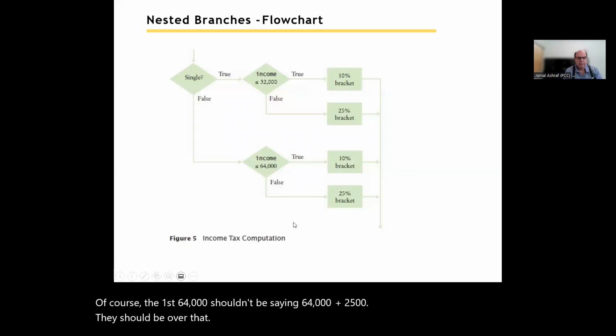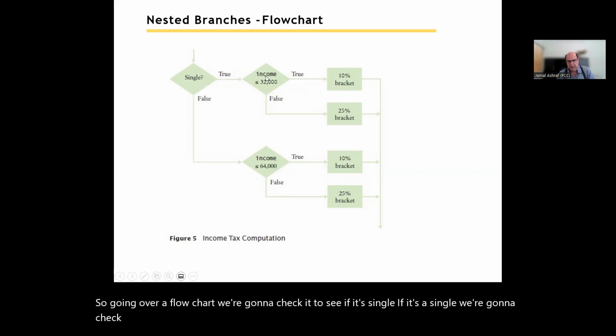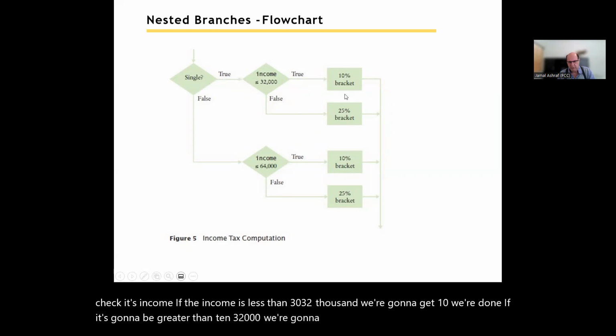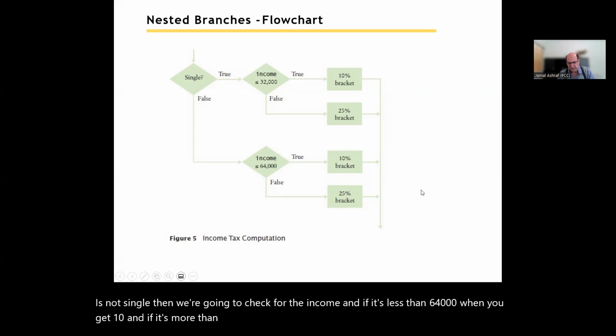So going over a flow chart, we're going to check to see if it's single. If it's single, we're going to check its income. If the income is less than 32,000, we're going to get 10%, we're done. If it's going to be greater than 32,000, we're going to get a 25% bracket, which is 10% plus that 25%. And same thing goes in here. If it's not single, then we're going to check for the income. And if it's less than 64,000, we're going to get 10%. And if it's more than 64, it's going to be 25%. Right.